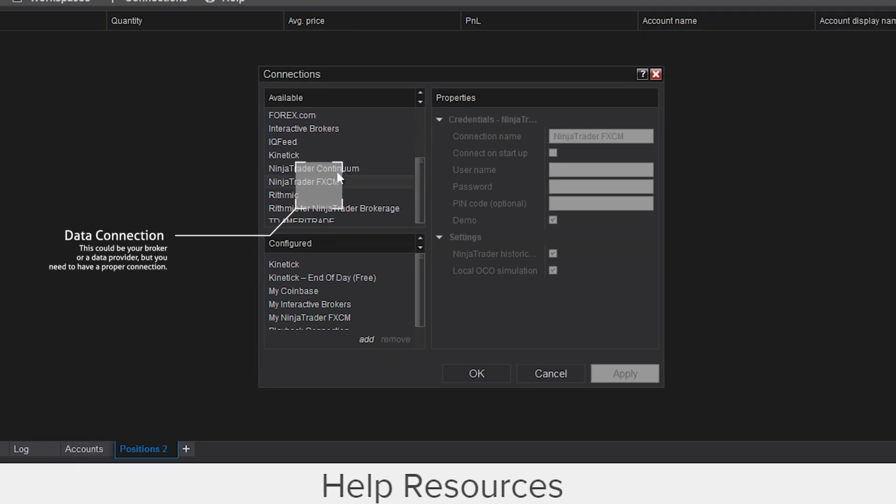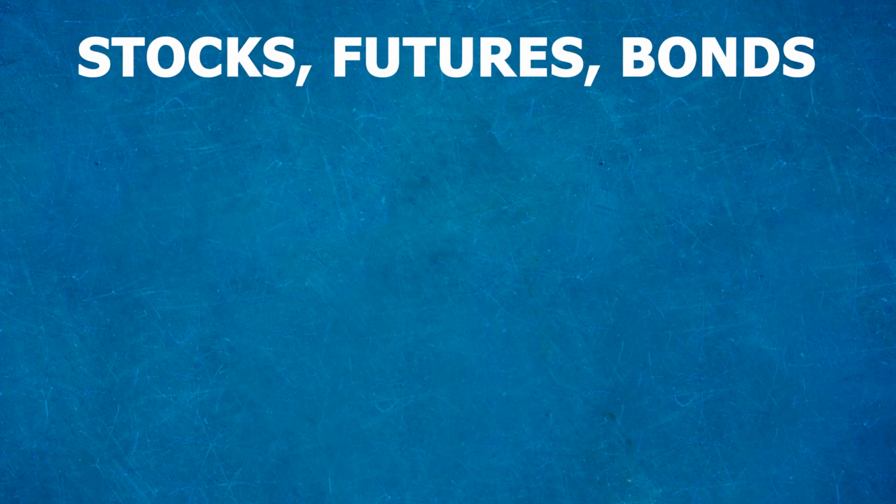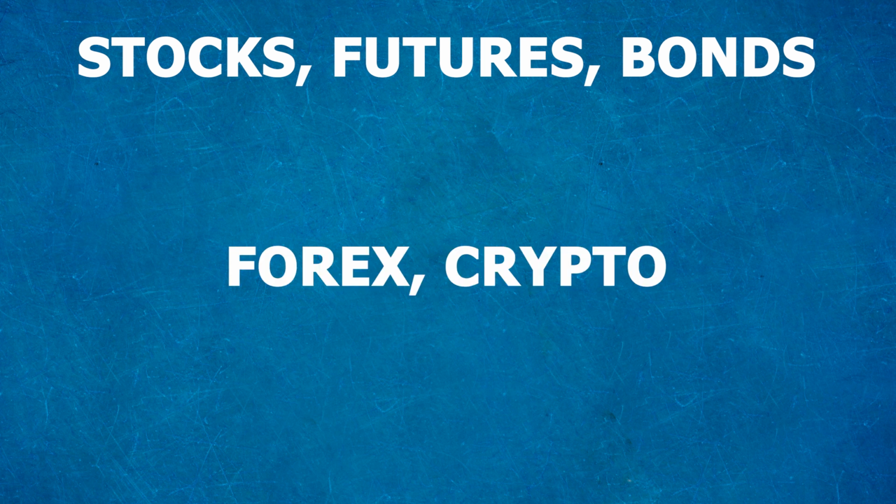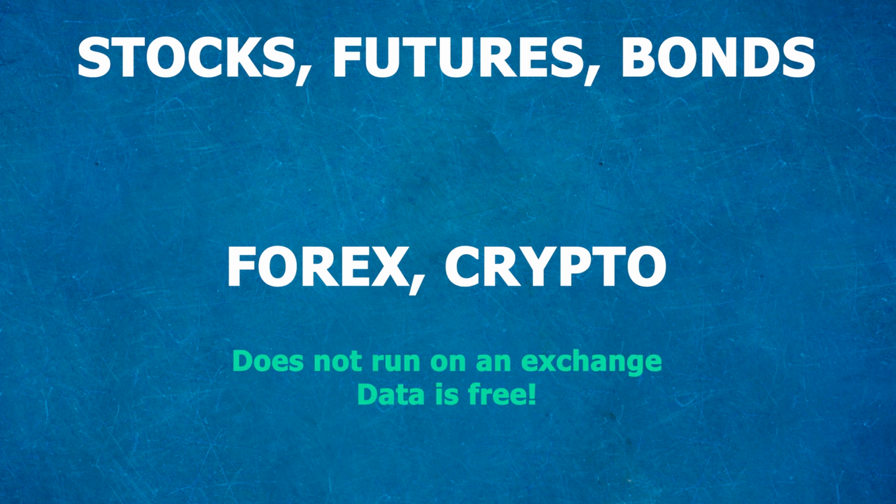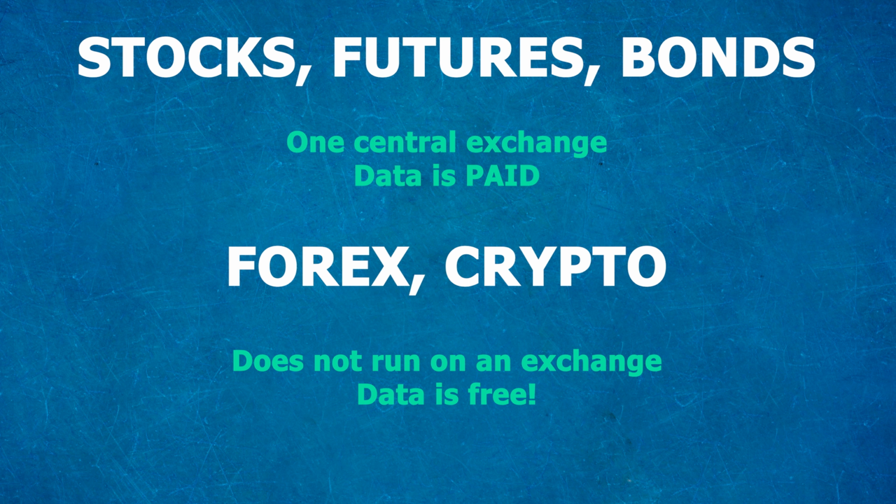So we're going to break this down into two categories. The first category is stock traders, futures traders, and bond traders. The second category is Forex traders and cryptocurrency traders. The reason for this split is because, as you know, crypto and Forex do not run on a central exchange, where stocks, futures, and bonds do. You have like the CME. They run that exchange, and in order to run that exchange, they have to charge money because they're a business, right? So you always have to pay data fees for your futures, stocks, and bonds. So that is going to be one possibility.